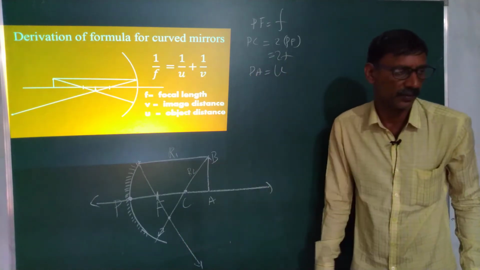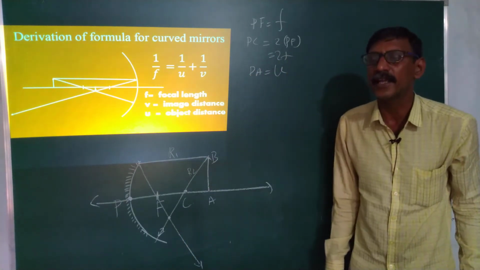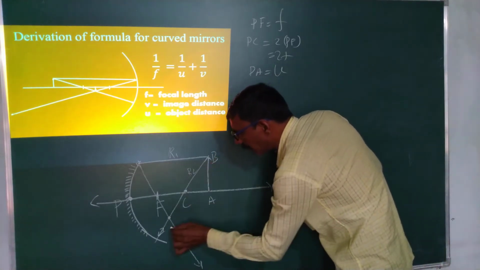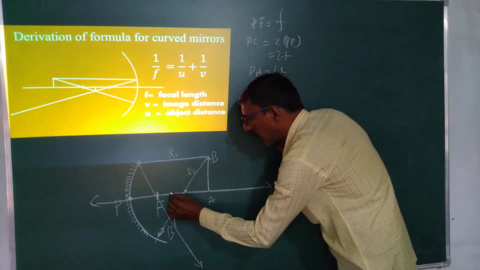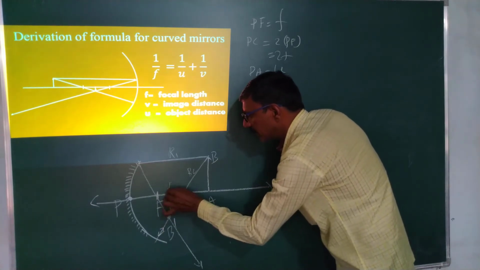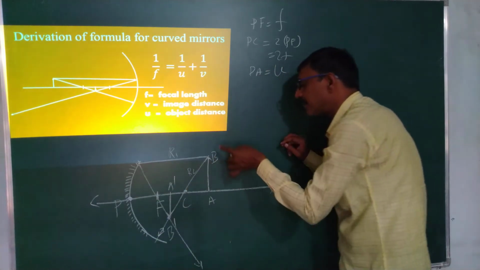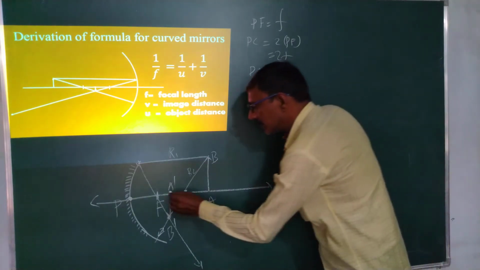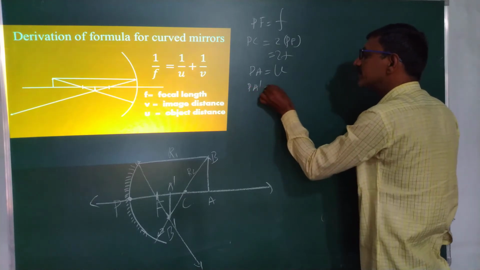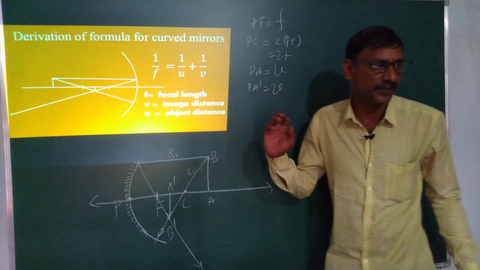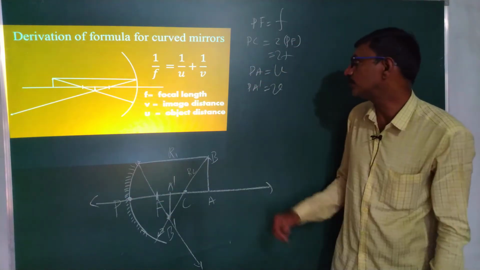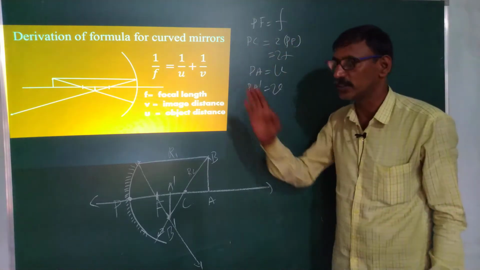Now, the point of intersection of ray 1 and ray 2 makes the image of AB. Say this is B, I would like to take B dash, and this perpendicular shows the image A dash. A dash B dash is the image of AB, and PA dash is equal to small v. It is my image distance from the pole. So these things we should know to prove this.